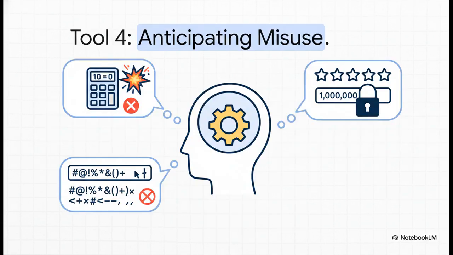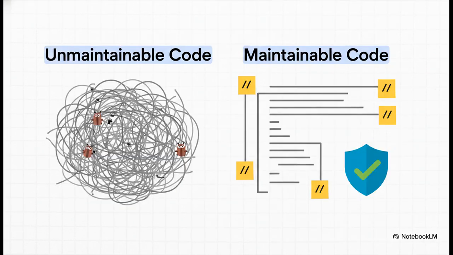Now this one's a bit broader. It's really about thinking ahead. How could a user break this thing? Like trying to divide by 0 or entering a rating of 1,000,000 stars. You put locks in place to stop them. And finally, maintainability. Now this one might seem a bit surprising, right? But writing clean code with good comments so it's easy to understand, that's also a defensive measure. It protects the program from future developers, including yourself, who might accidentally add bugs later on.